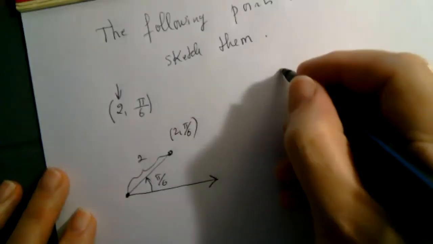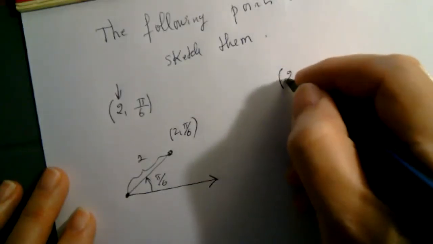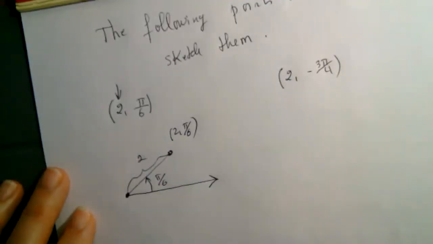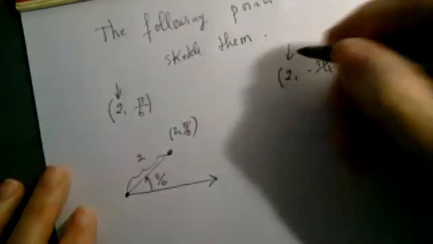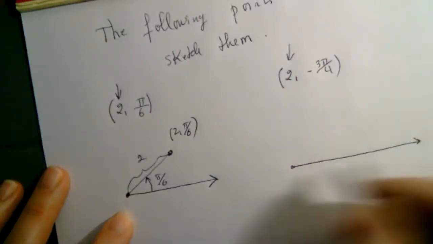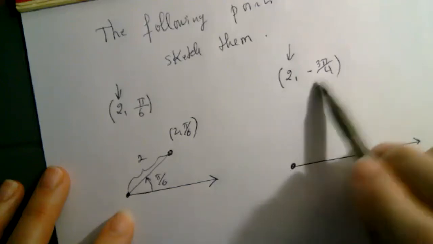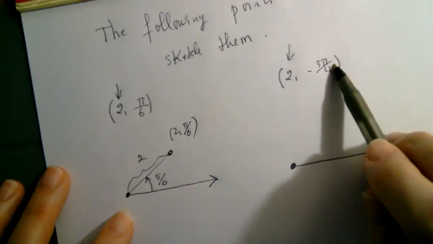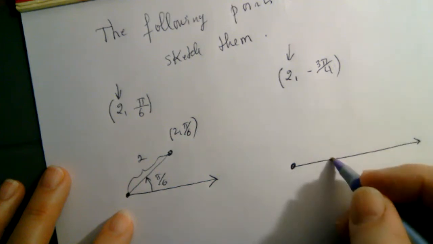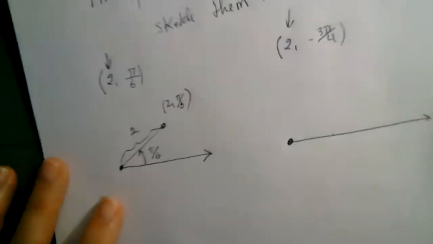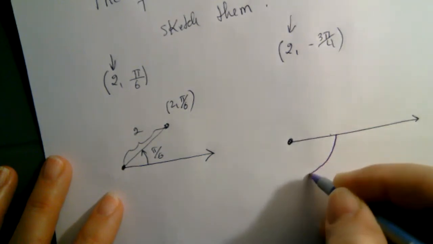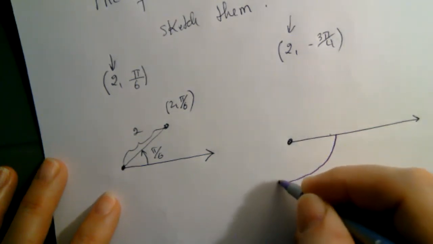Another point. I will sketch several points. Suppose I take (2, minus 3 pi over 4). 2 is a positive number, so I don't have any issue. I start here. Now, minus 3 pi over 4 means I have to move in the clockwise direction from the positive x-axis. That's crucial. So minus 3 pi over 4 is like minus 135 degrees. This is minus pi over 2. That's the theta.